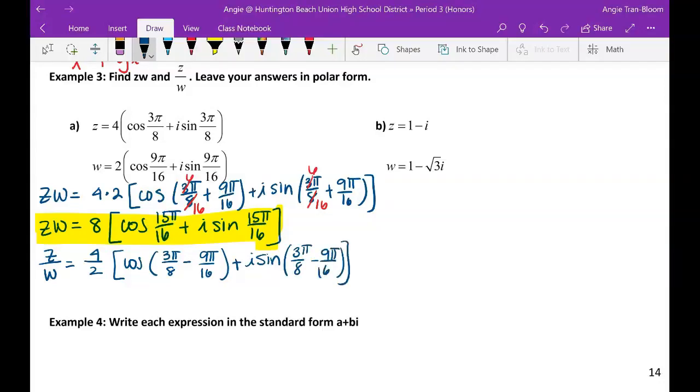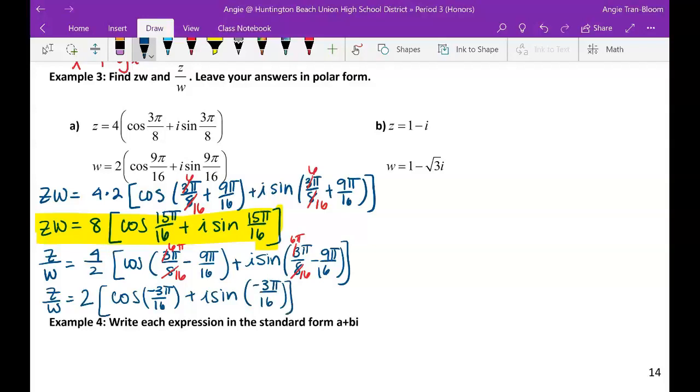Yes, I would now need to find a common denominator. Since we did the multiplication above, this one should stay the same, right? We're still at 6 pi. So here we go. When we divide z over w, the final answer has 2 in the front, so now your radius is 2. 6 pi minus 9 pi over 16 is now cosine of negative 3 pi over 16. We will talk about that in just a second.